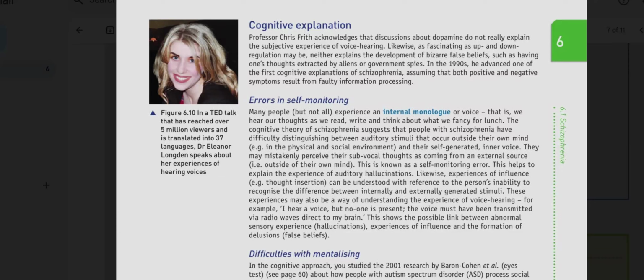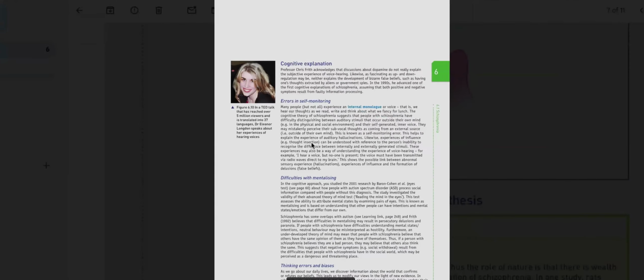So Frith said that that's not just because of dopamine. You can't just say that it's because of dopamine deficiency. It has to be something beyond that. It has to be subjective beyond that. So he said that there is faulty thinking which is connected to having such delusions or having such false beliefs. So that is basically errors in self monitoring, right?